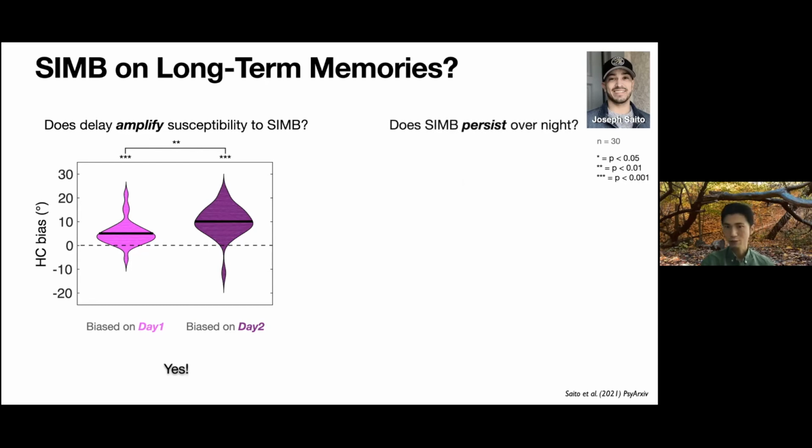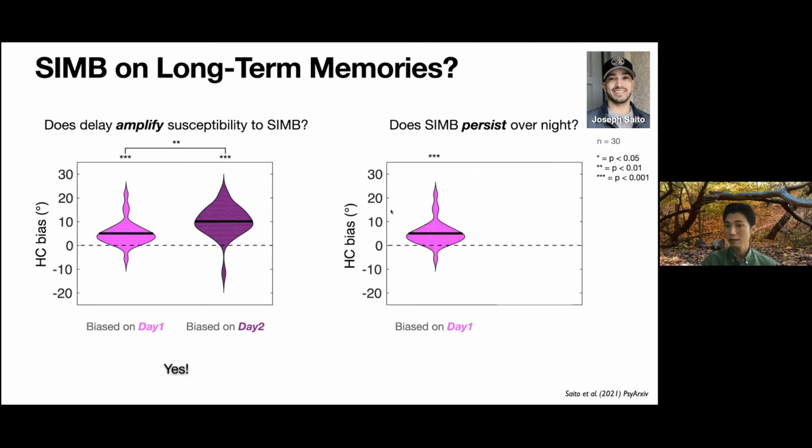Another interesting question that we could ask is, does the SIMB persist overnight, right? Once you bias your representation, does it stay biased for a longer period of time? One way to address that is to look at the item that was biased on day one and have them recall it on day two without additional perceptual judgment. And that's what we found. Right? There's no decrement in the magnitude of the bias when the item was accessed again on day two. So SIMB seems to induce a lingering change to the memory representation.